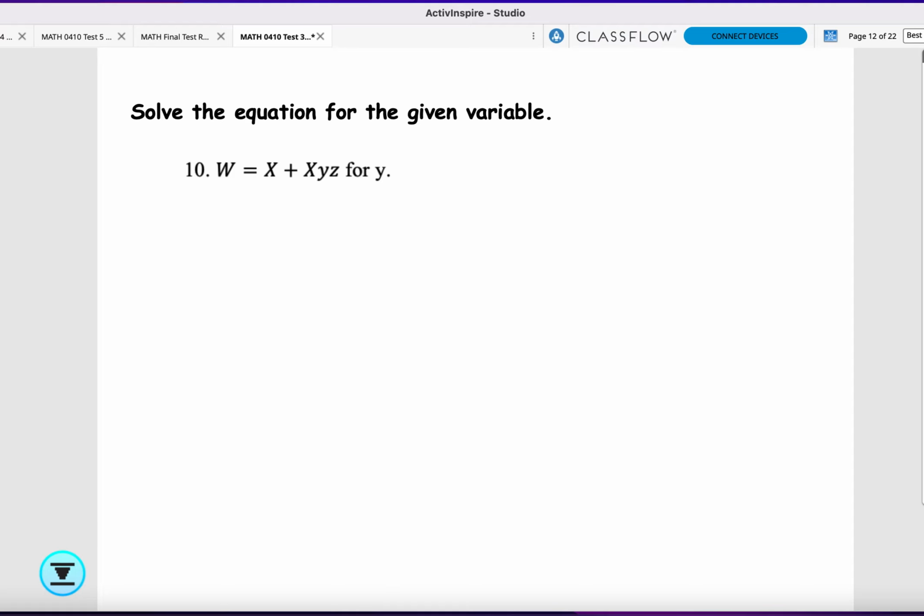All right, number 10. W equals capital X plus capital X, Y, Z. Remember, when you have letters next to each other, they're being multiplied. So keep that in mind as we work this one out, okay? Let me go ahead and write it down again. So W equals capital X plus capital X, Y, Z. So I want to get this Y by itself, so I'm going to move this X over first.